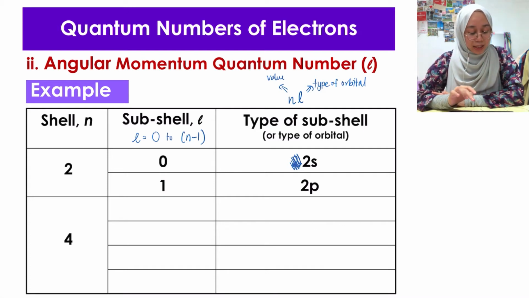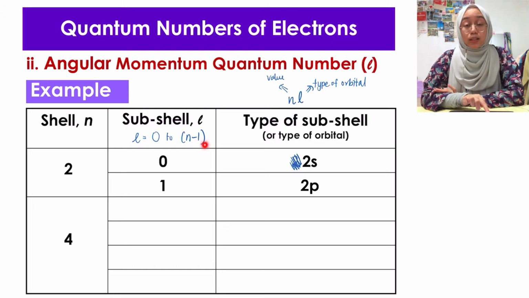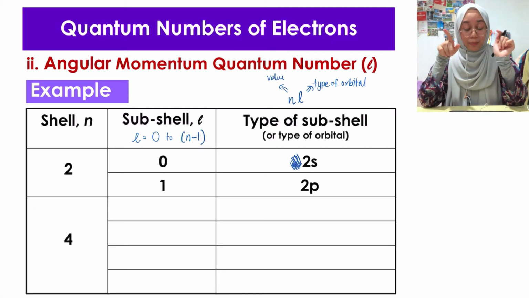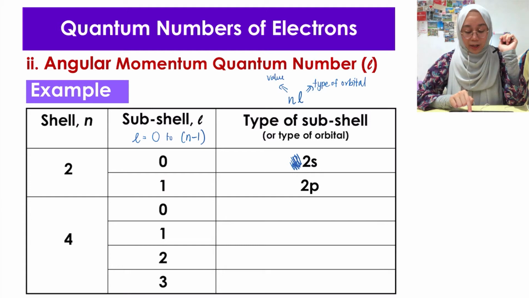Okay, so let's say kita ada n equals to 4. So now L kita akan ada 4 juga value dia, which is 0 sampailah 3. Kenapa sampai 3? Because kalau kita masukkan 4 dalam ni, so n minus 1, 4 minus 1 is 3, sorry. Okay, so apa nombor yang ada in between 0 kepada 3 pula? So kita ada 1 and 2, so that's why kita ada 0, 1, 2 and 3. Okay, so kalau ini pula kita akan ada 4S, 4P.